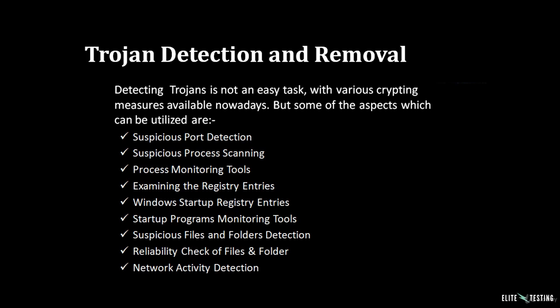Nevertheless, there are some aspects that may narrow down the detection process, such as suspicious port detection, suspicious process scanning, process monitoring tools, examining the registry entries, Windows Startup registry entries, startup programs monitoring tools, suspicious files and folders detection, reliability check of files and folders, and network activity detection.